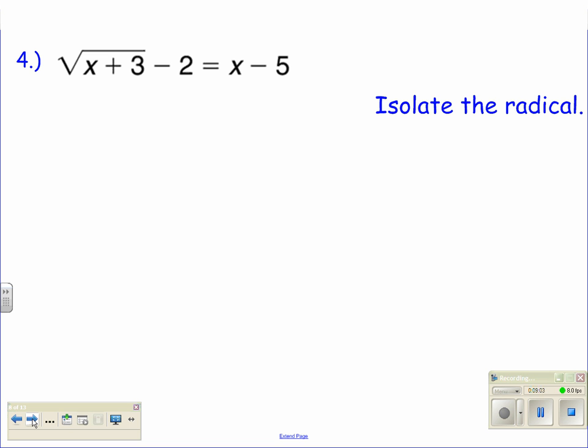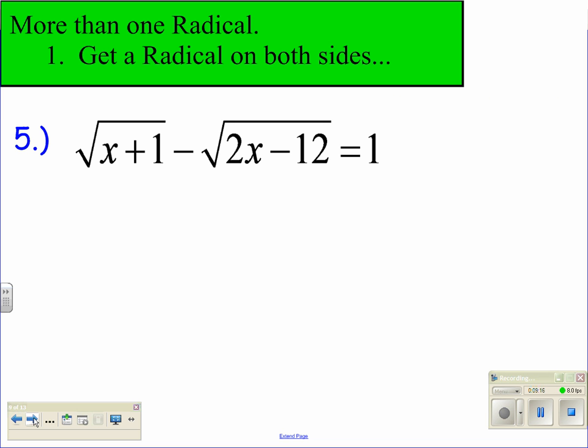Number 4, isolate the radical, and then you will raise each side to a power of 2. I'm going to skip this one just to save us time. We've done one similar to it, and let's just do this very last one.